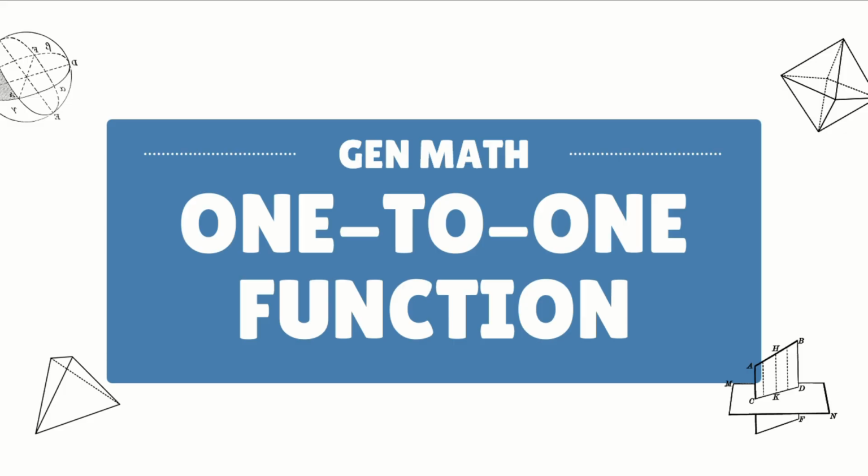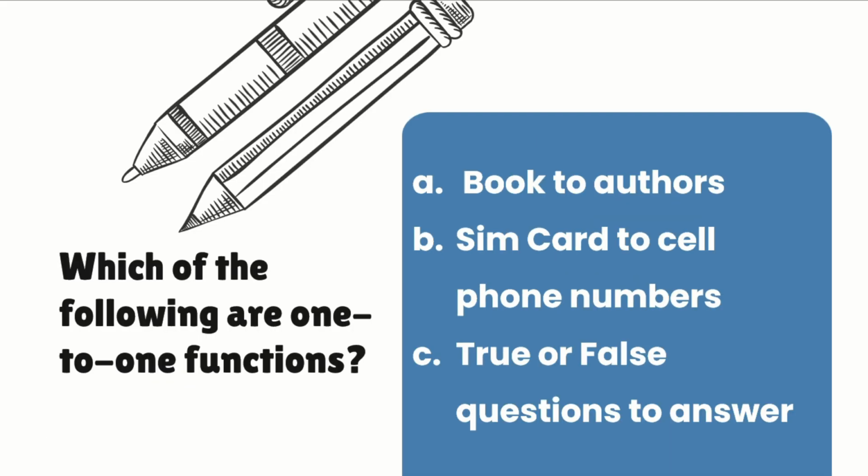And before we end, I have a quick question for you. Which of the following are one-to-one functions? Is it A, book to authors, B, SIM card to cell phone numbers, or letter C, true or false questions to answer? Please type your answer in the comments and I'll be checking and replying to your answers.